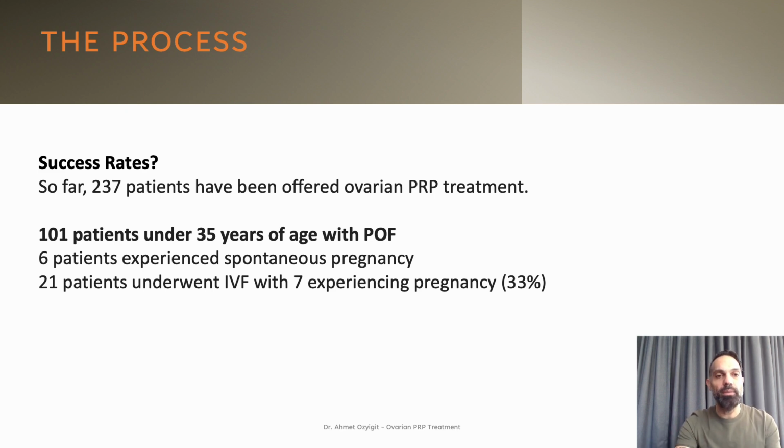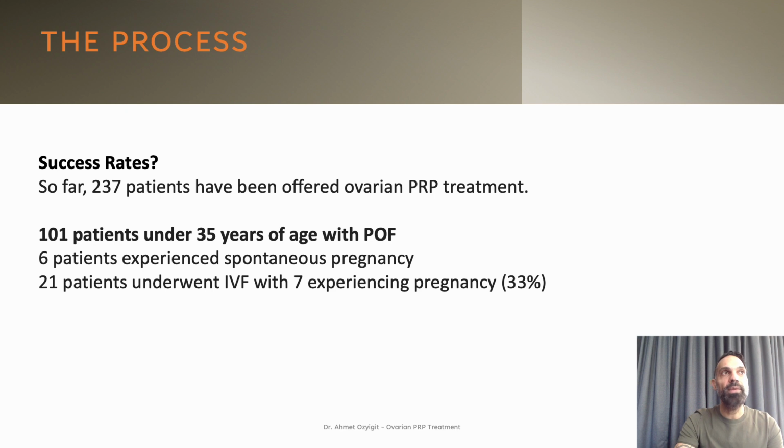So we've separated the statistics into women with premature ovarian failure and women in more advanced age brackets. So the women with premature ovarian failure, out of these 101, 6 of them actually experienced spontaneous pregnancies and healthy deliveries. And 21 patients scheduled an IVF cycle with us, and 7 of them ended up being pregnant, which is a 33% chance of success.